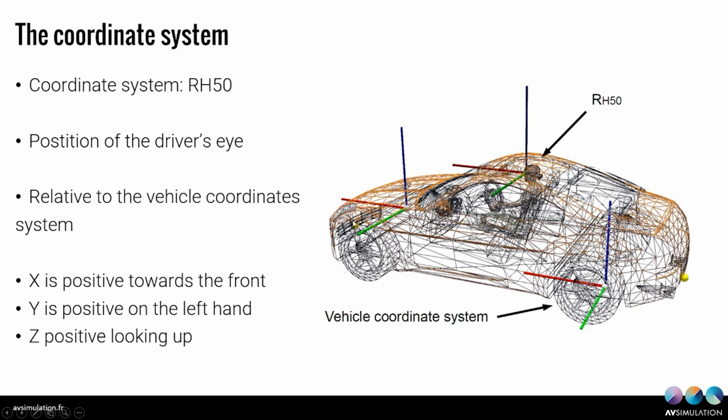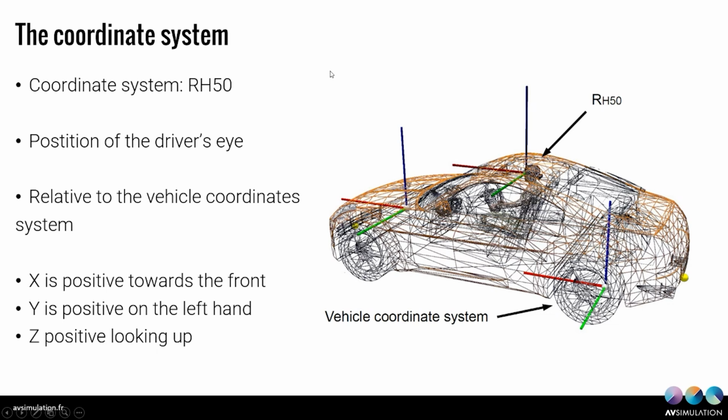In this coordinate system, the X is positive towards the front of the car. The Y is positive on the left hand, which means that it is positive on the left side of the vehicle, and Z is positive looking up, which means this is the Z-axis.